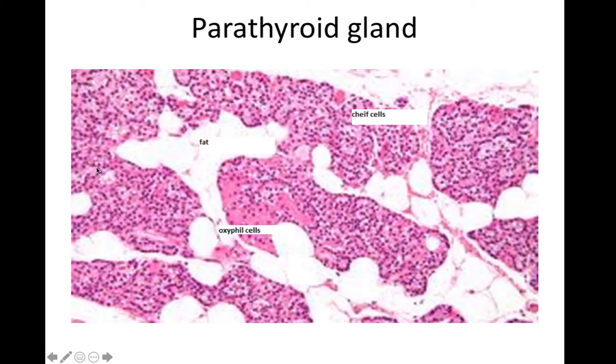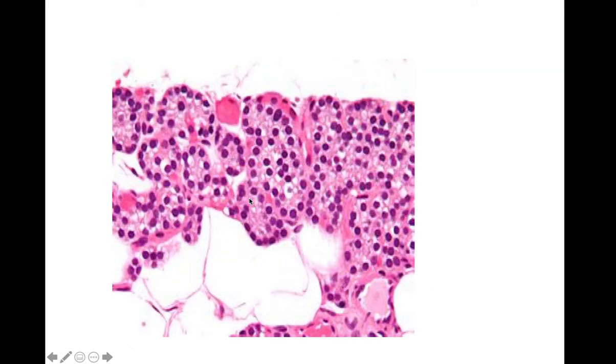Histologically, the parathyroid gland is composed, as you can see, from epithelial cells. These are all epithelial cells, and there are white things in between. This is the fat in between. We have 2 main types of epithelial cells in the parathyroid glands, the chief cells and the oxyphil cells.